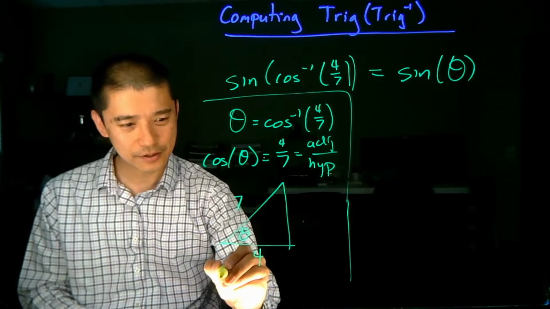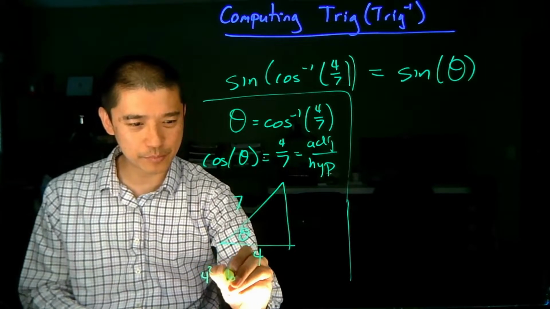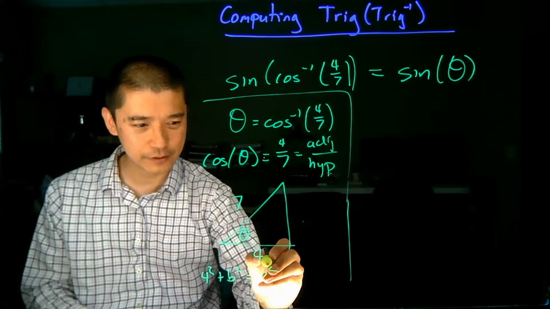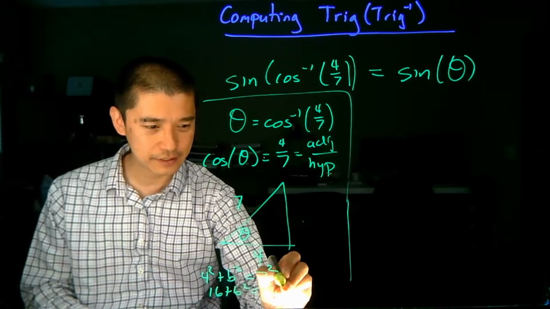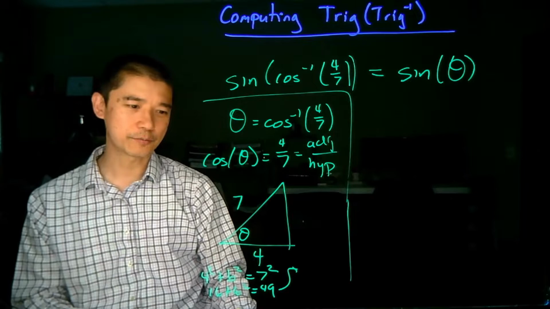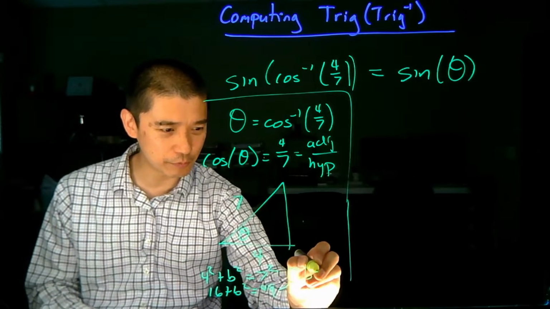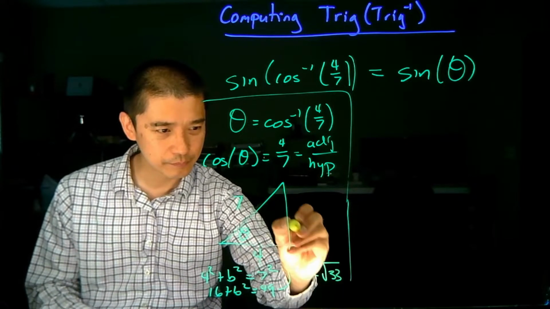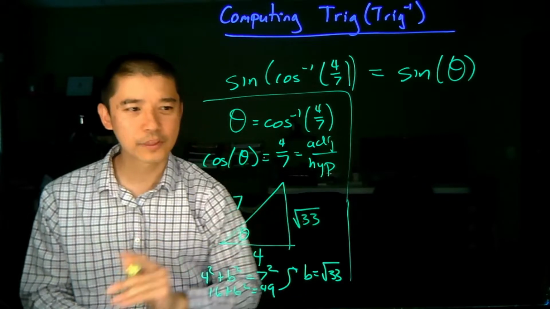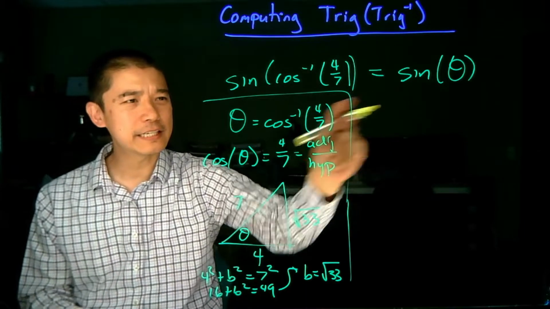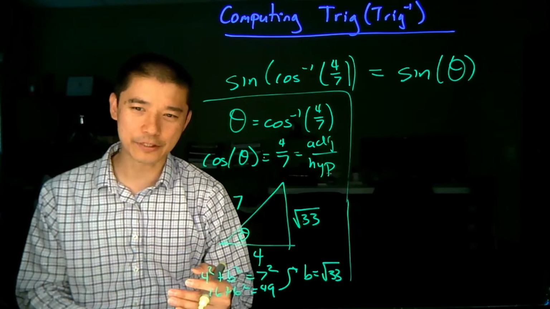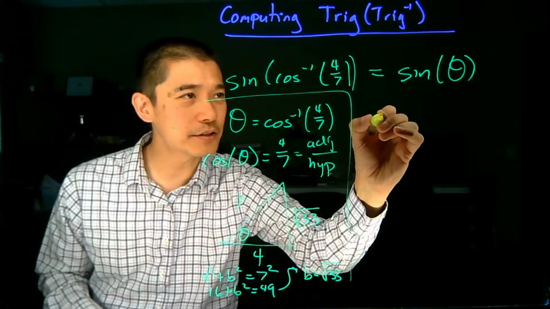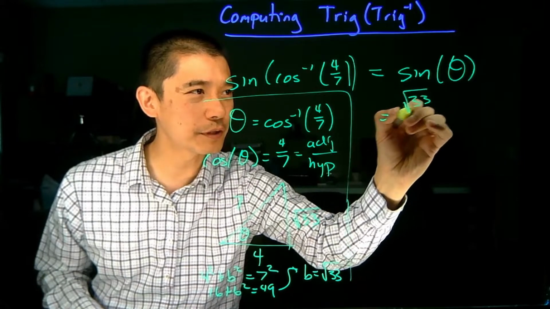So let's do that. 4 squared plus b squared is equal to 7 squared. 16 plus b squared is equal to 49. Subtract, and that's going to be 33, so b is equal to the square root of 33. Right? And we are interested in sine of theta. Sine, SOHCAHTOA, is opposite over hypotenuse. And so this is equal to the square root of 33 over 7.